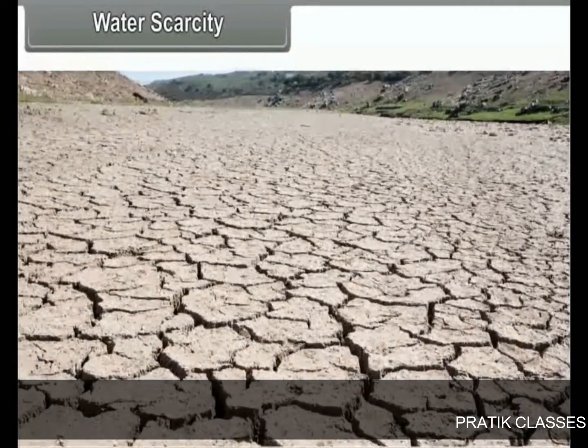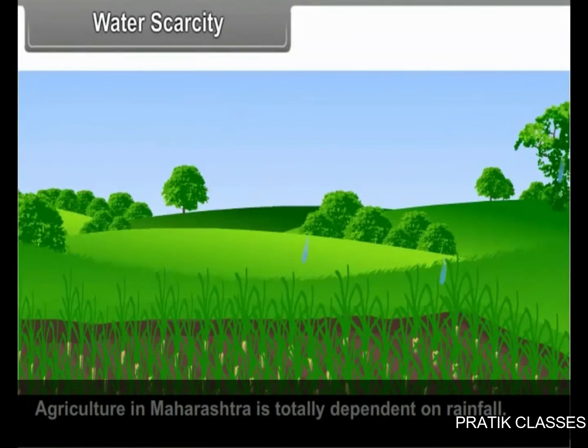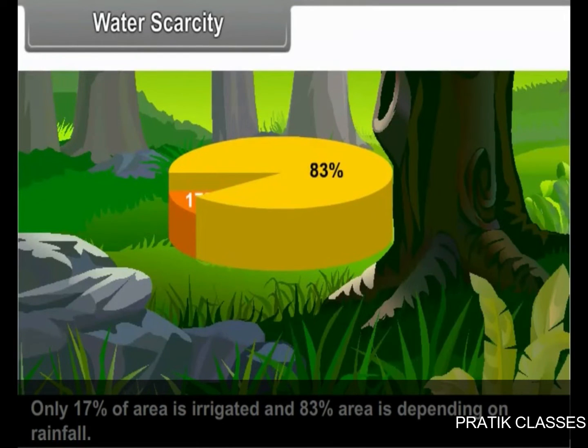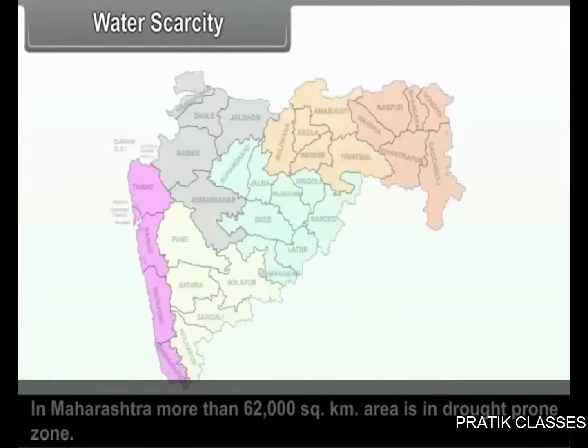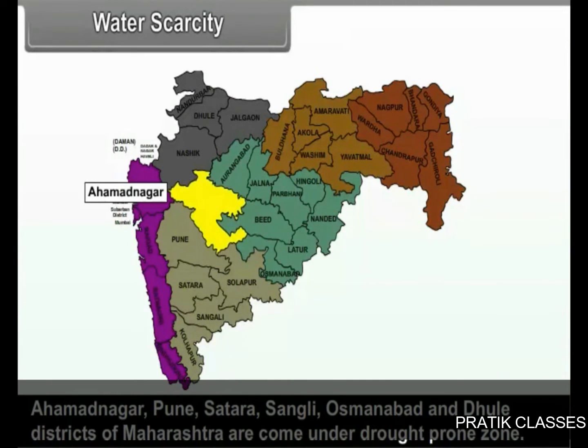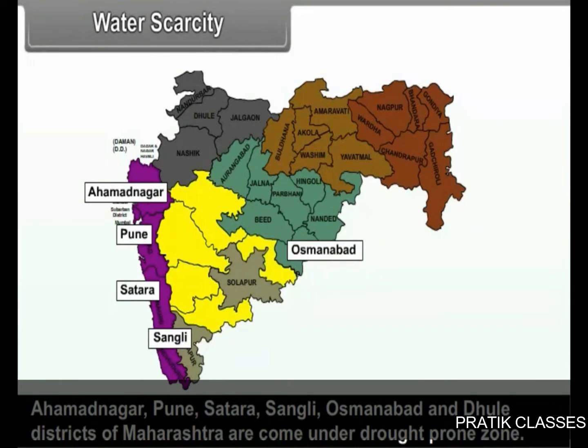Water scarcity. Agriculture in Maharashtra is totally dependent on rainfall. Only 17% of area is irrigated and 83% of area is depending on rainfall. In Maharashtra, more than 62,000 square kilometers area is drought-prone zone. Ahmednagar, Pune, Satara, Sangli, Osmanabad and Dhule districts of Maharashtra come under drought-prone zone.